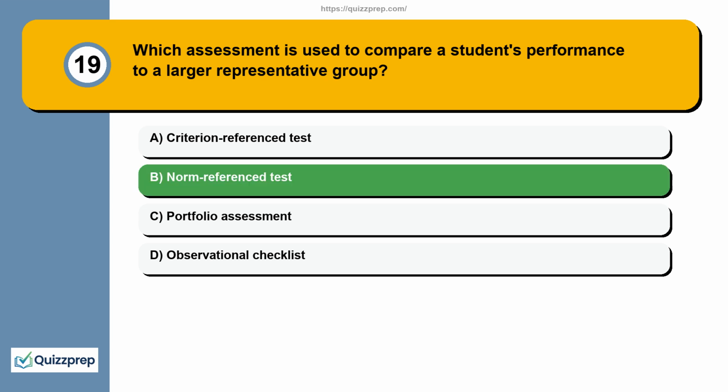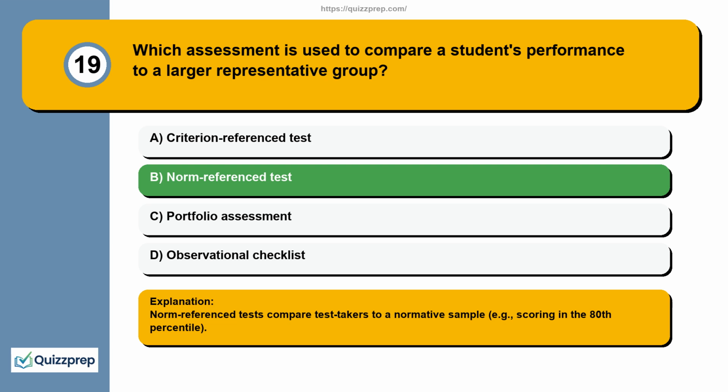The correct answer is option B, Norm Referenced Test. Explanation. Norm referenced tests compare test takers to a normative sample, for example, scoring in the 80th percentile.